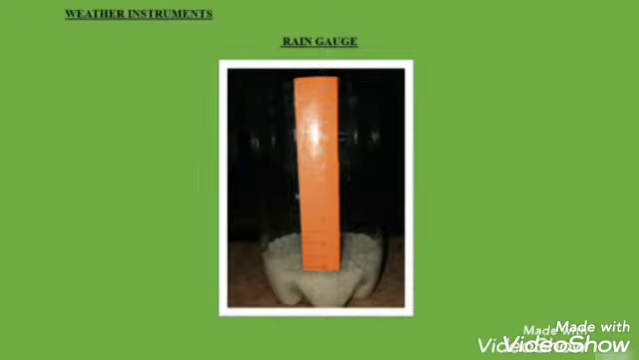Uses of a rain gauge. Rain gauges are weather instruments used to measure precipitation over a period of time in a given area. It helps to predict the weather reports.